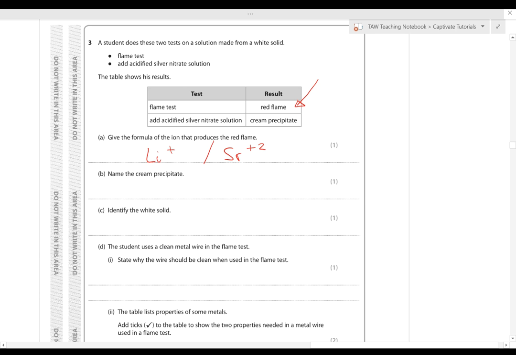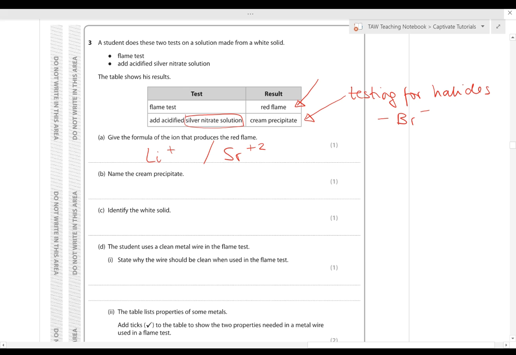Part B, we're looking to name that cream precipitate. So a little bit of background: when we add silver nitrate solution, what we're doing is we're testing for halides. Now, halides are the ionic version of the halogens, so fluorine, chlorine, bromine, iodine, etc. So a little bit of previous knowledge required here, that the cream precipitate indicates that we've got the bromide ion present. Okay, so Br minus.